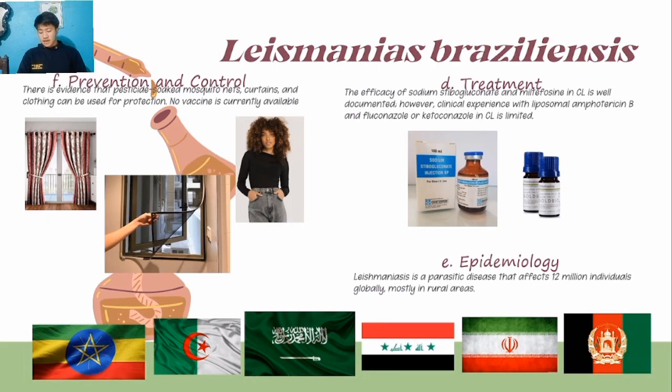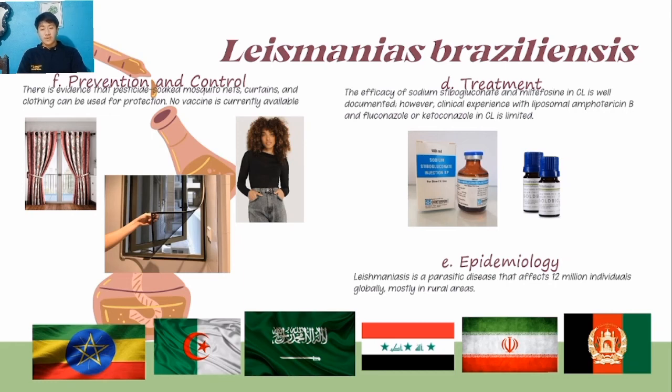Epidemiology. Leishmaniasis is a parasitic disease that affects 12 million individuals globally, mostly in rural areas. Each year, an estimated 1.5 to 2 million new cases of CL are reported, with 90% of these cases coming from 10 countries: Afghanistan, Iraq, Iran, Saudi Arabia, Algeria, Ethiopia, Sudan, Syria, Brazil, and Peru.